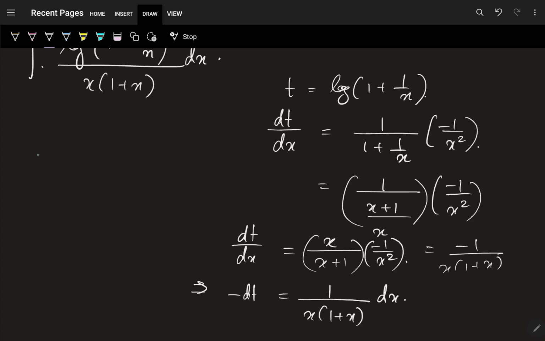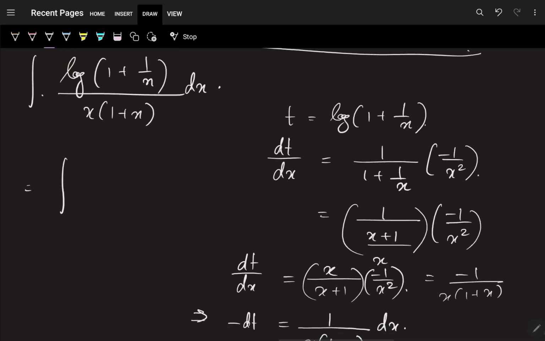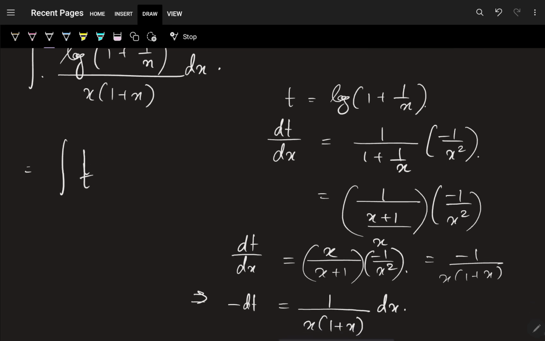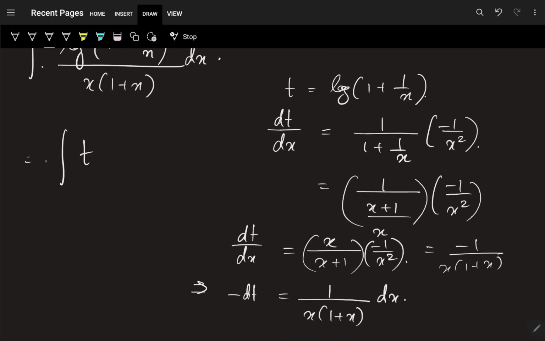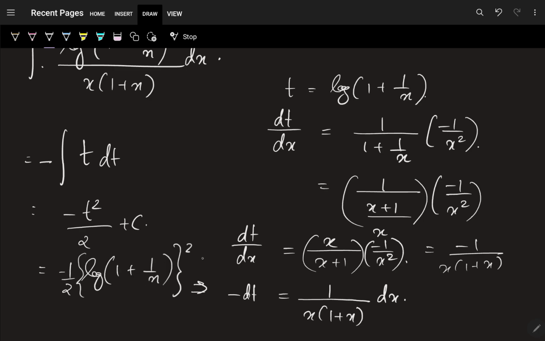So my integral is going to be integration of log of 1 plus 1 by x, which is t, and everything else is minus dt. So minus, and then dt. So this is going to be minus t square by 2 plus c. Now what is t? t is log of 1 plus 1 by x, so minus (log of 1 plus 1 by x) whole squared by 2 plus c, which is the answer.